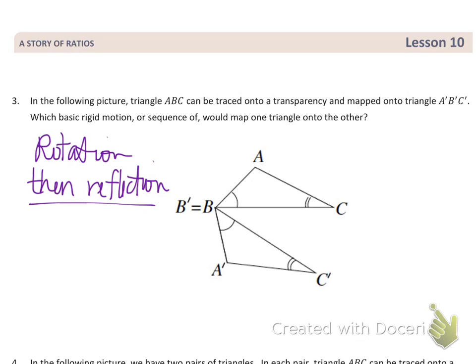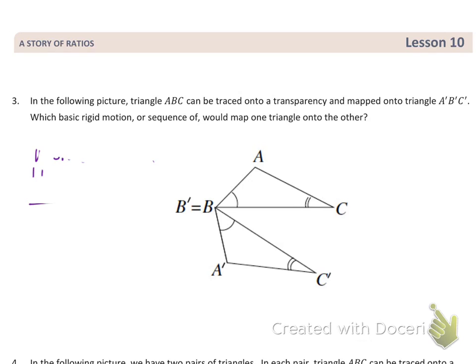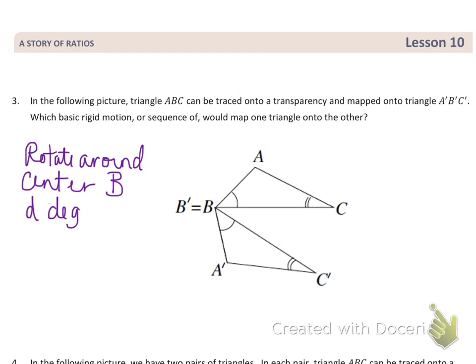But what more detail do we need? We do need a little more detail than that. So we could say something to the point of this. Let me erase what I have. We want to rotate what? We need a center in degrees. So rotate around center B, D degrees, and angle D.